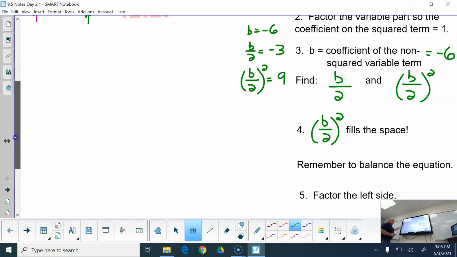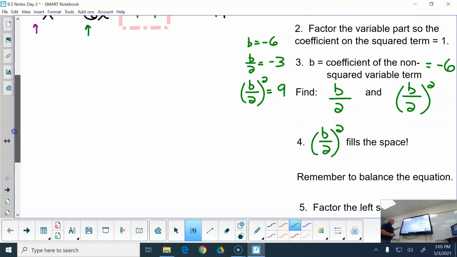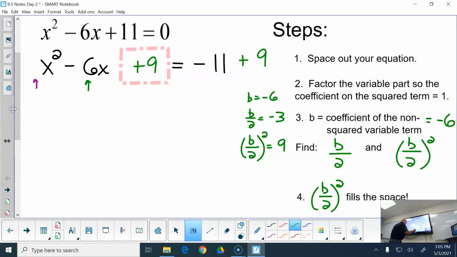Next, it says we're going to factor the left side. Well, when I factor this left side, it becomes a perfect square. X minus 3 quantity squared. Okay? Because I need 2 numbers that multiply together to be positive 9 and add to be negative 6. Well, those numbers are negative 3 and negative 3. So really, it looks like this.